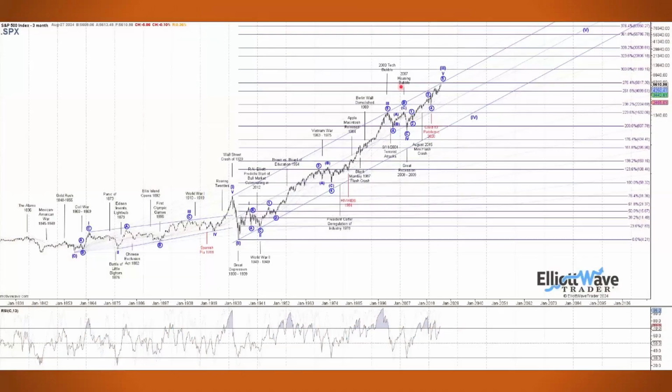I also thought that it's important to start with a little context on where we view the broader market at various degrees before we get into some of the wave setups and some of the things where we think things are going in the future.